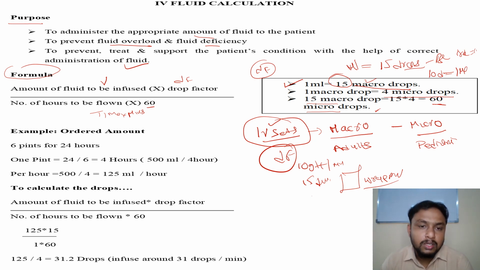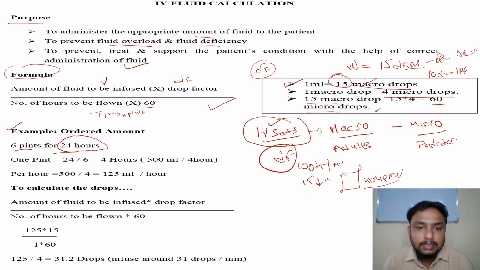Okay, based on that, by using this formula you can calculate the IV fluids. Here I am giving you one example. 6 pints of fluid to be infused in a 24 hours time. Then how will you calculate?